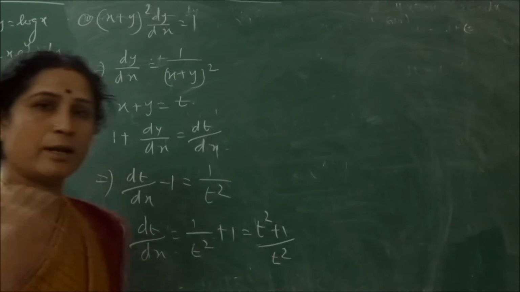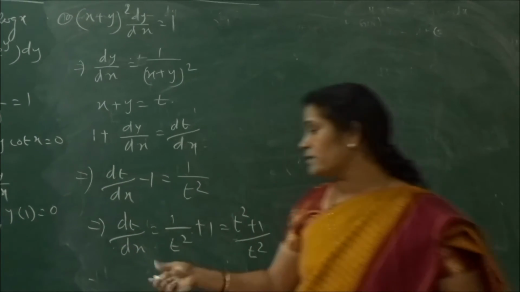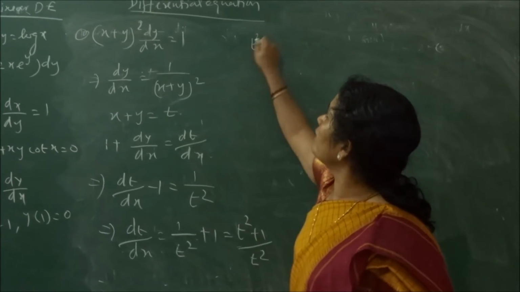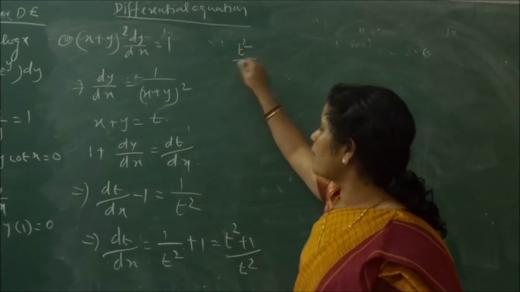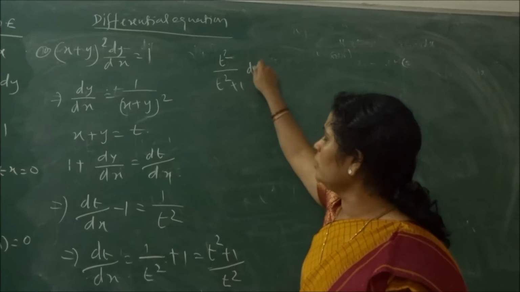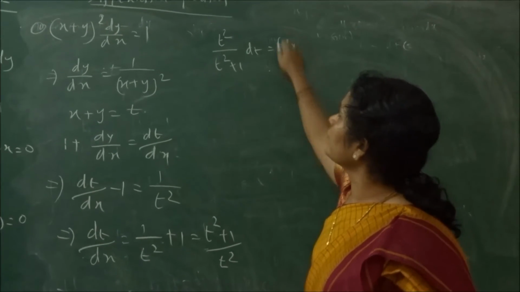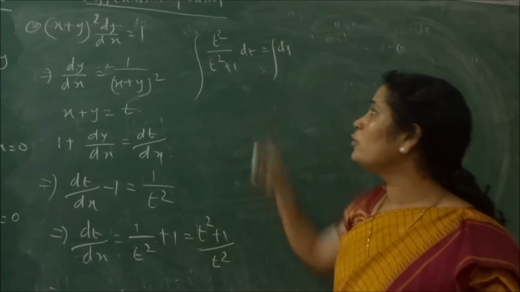Now, variable separable: collect all t and dt on one side. If I collect all variables on one side, t terms on one side, t square upon t square plus 1 into dt is equal to dx. Clear? Now take integration. You know how to do integration.